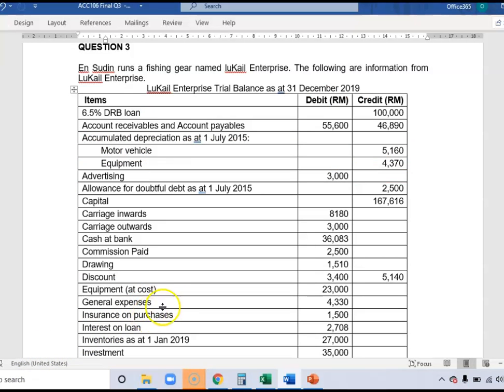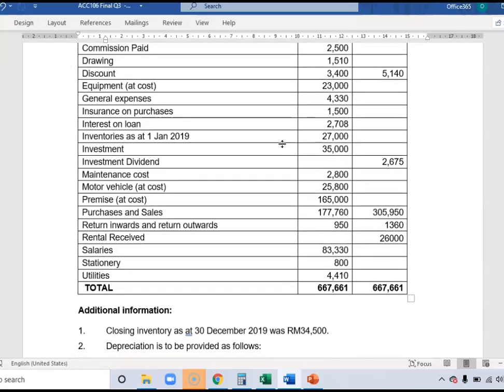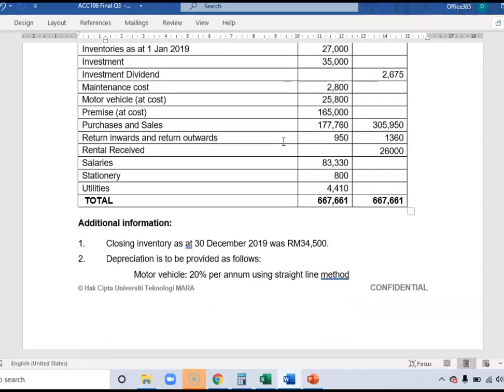Okay, for example, you are given this kind of question. That means you are given the trial balance in the question, and also you have additional information. Normally the additional information will start with closing inventory, but do not forget that the additional information can be arranged differently from the usual way. So just look at what additional information is given.